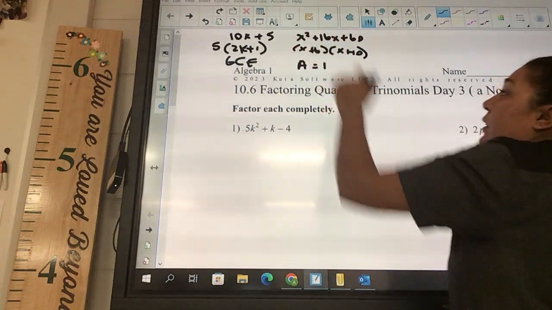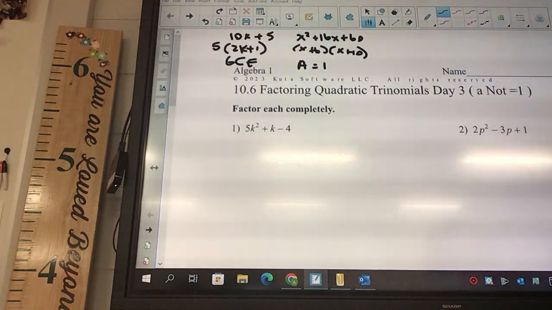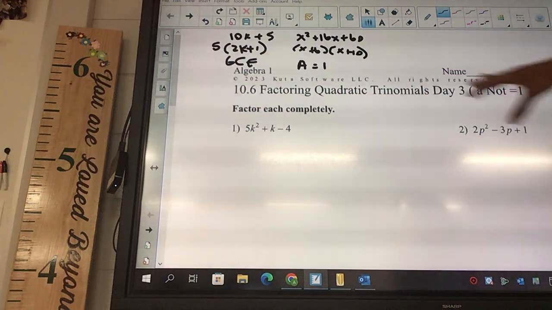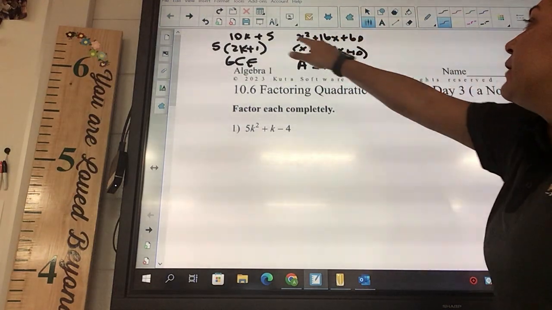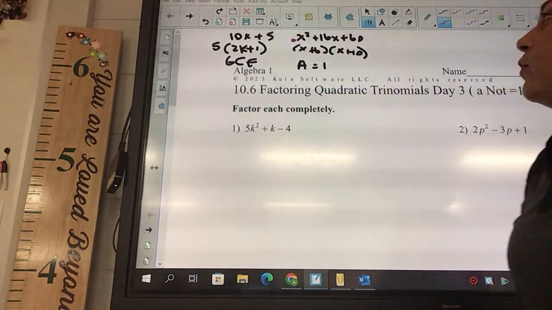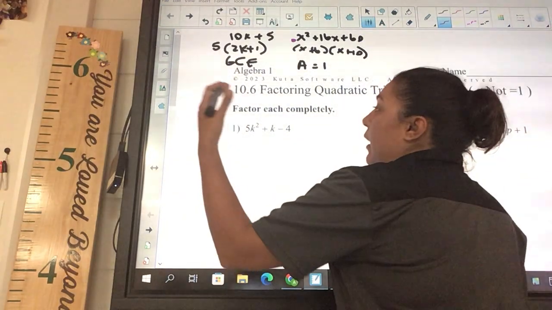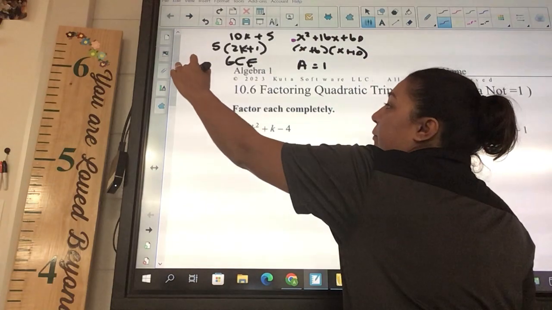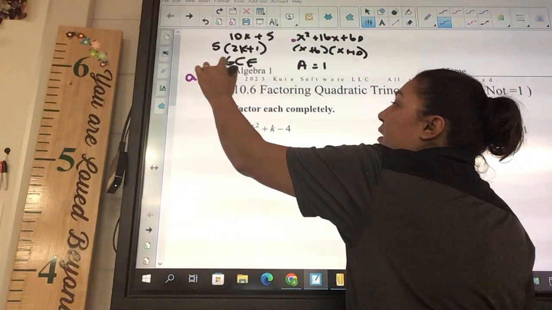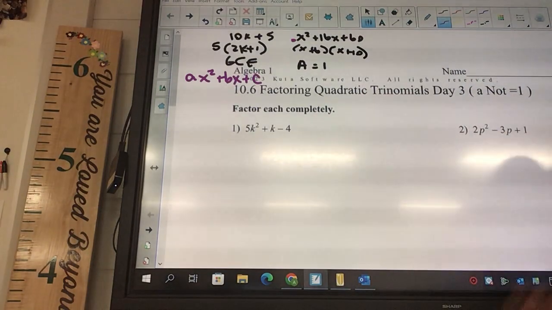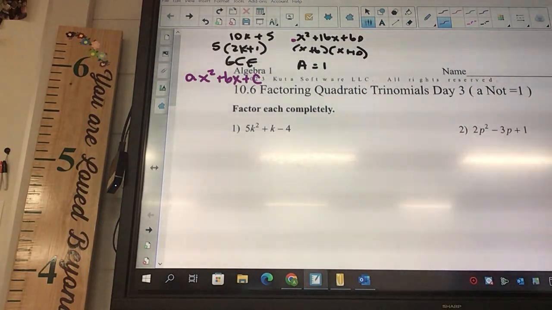plus and plus. Okay, so the only reason that you could do it that way was because a equaled 1. On all of our problems, there was no a here, and so a equaled 1. If we remember right from the general quadratic form, it goes like this: ax squared plus bx plus c. Where you're going to see a difference today is there is an a there.